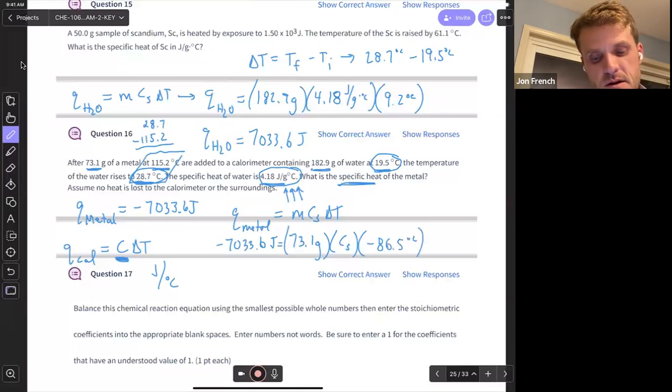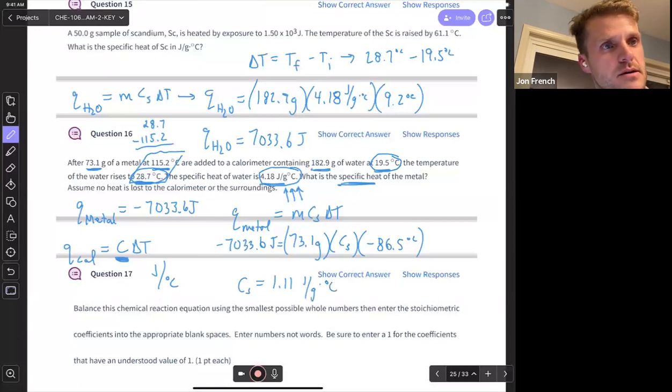86.5 degrees. So there, we're just going to multiply these two together. We divide across, so times 73.1. And then we've got minus 7,000 divided by that. And I get a heat capacity of about 1.11 joules per gram degree Celsius.